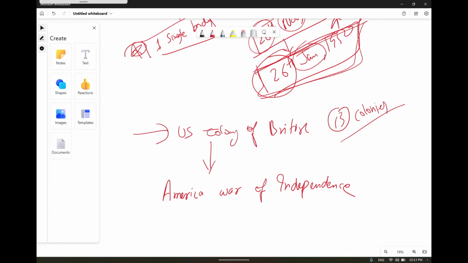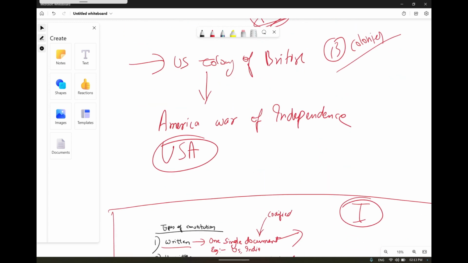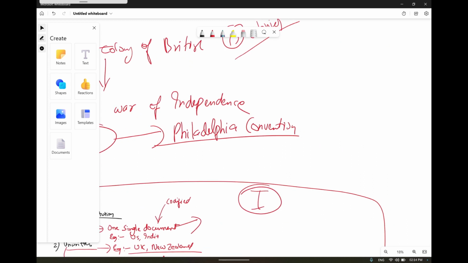Why do we call it the USA, United States of America? Because there were 13 colonies present at that time, and they all wanted the British to leave the country. They united together, formed a single body, and formed their own constitution. How was this USA formed? It was formed through a convention called the Philadelphia Convention.